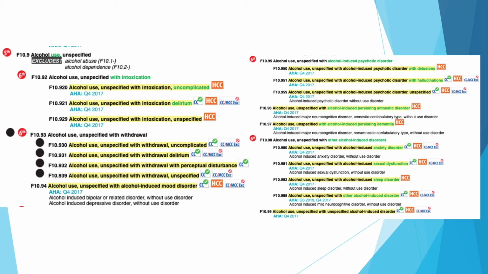And again, going on with the new codes, F10.93 carries on to F10.930, 931, 932, and 939. Going with that unspecified with withdrawal, just like we had in the beginning of this category: F10.930 is uncomplicated, 931 is with delirium, 932 is with perceptual disturbance, and 939 is unspecified.